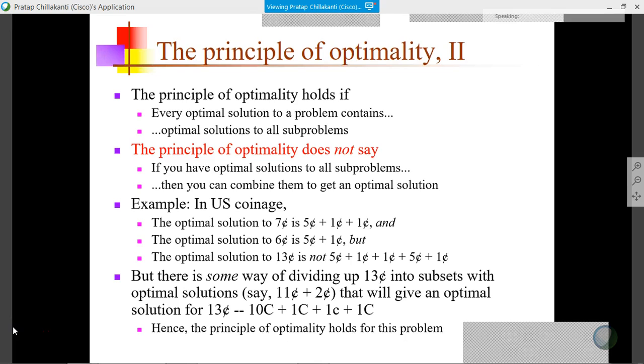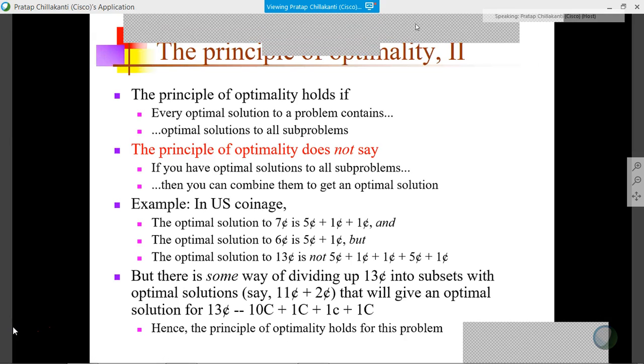So for 13 cents, with the subsets of 11 and 2 cents, the principle of optimality holds. With the subsets of 6 and 7, the principle of optimality does not hold. Okay. Questions, comments? Let me pause here. Let me see my chat. Has anyone put any questions in chat?